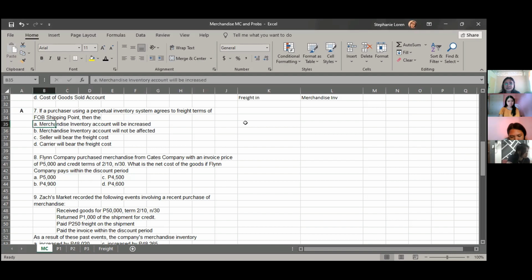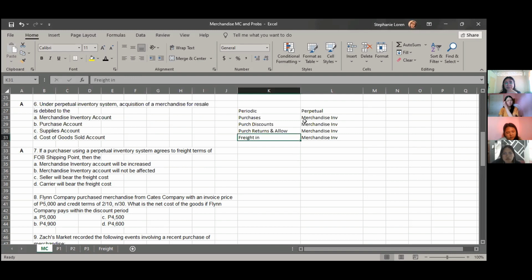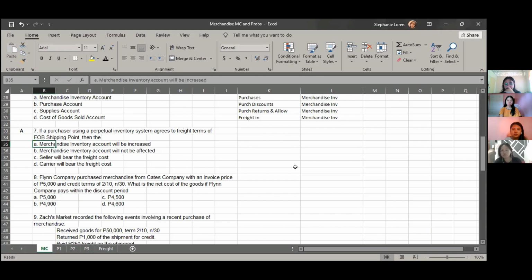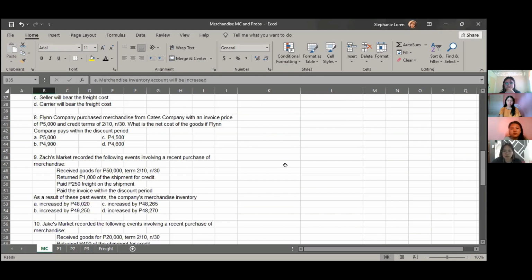So, the correct answer is letter A. Under the freight terms, FOB shipping point, ang mag-shoulder ng cost is yung buyer. So, idadagdag siya sa cost ng inventory, siya yung magbabayad ng freight pala. And under perpetual inventory system, di ba? Freight in, merchandise inventory. So, mag-i-increase yung merchandise inventory. Ayun. So, next question.